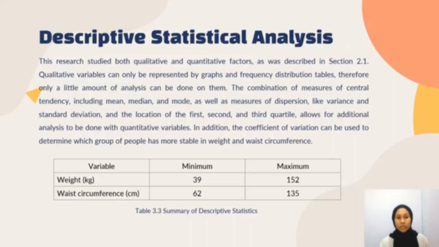Table 3.3 shows that the lowest weight is 39 kg, while the highest weight is 152 kg. For waist circumference, the lowest value is 62 cm, while the highest value is 135 cm.